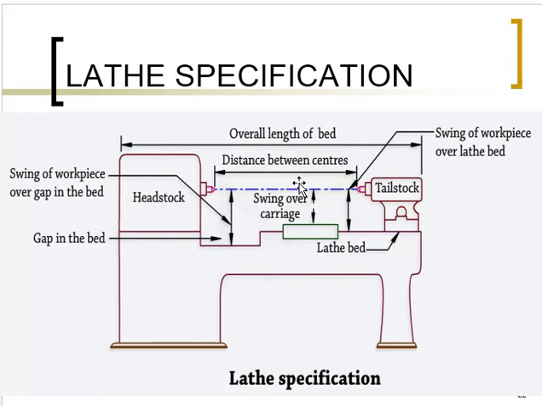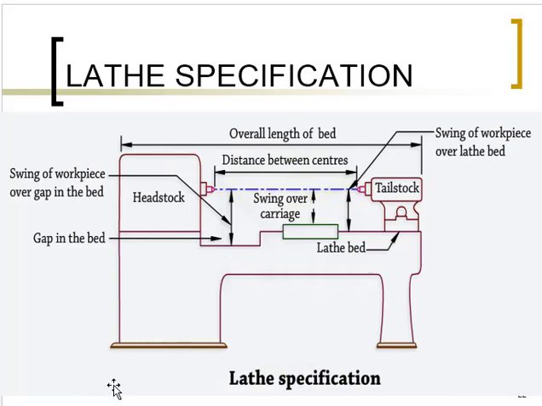Please remember that whenever they ask for the lathe specification, you need to draw this simple diagram. If you don't want to show the gap in the lathe bed and all those things, no problem. What you need to show is first, the overall length of the bed. And next is distance between this live center and dead center. Next is swing of the workpiece over the lathe bed. Next, swing of the workpiece over the gap in the bed, and swing over the carriage. You need to show these 5 specifications on this diagram and then write one by one.